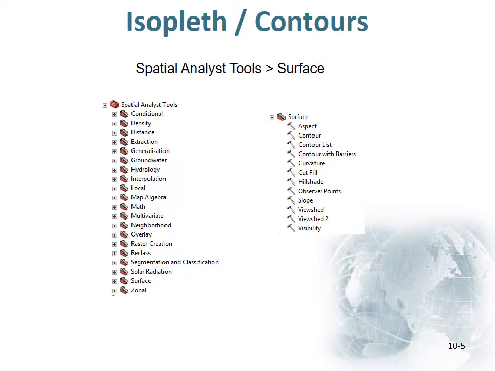So contours are another type of surface. Here we're looking at isolines, isopleths, as that surface. And how you create them is from a DEM. You open up Spatial Analyst Tools, look under the Surface toolbox or drawer, and find your Contour tool, and then apply that to a DEM and generate contours at whatever contour interval you prefer. They're really easy to create, so that's how you do that.